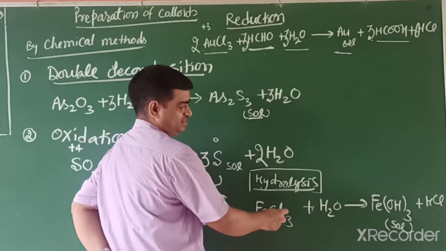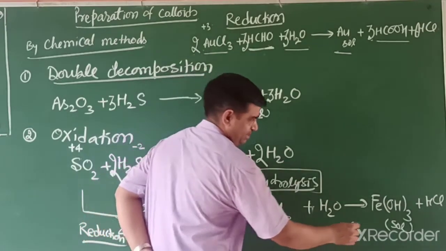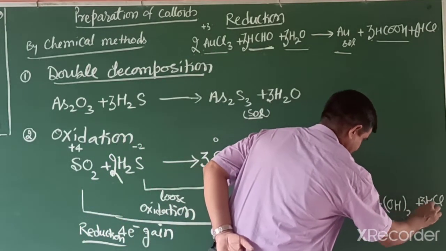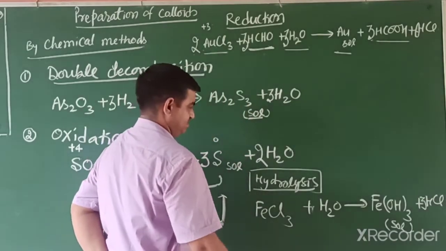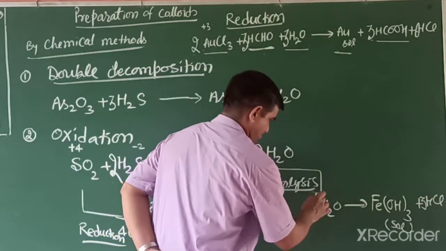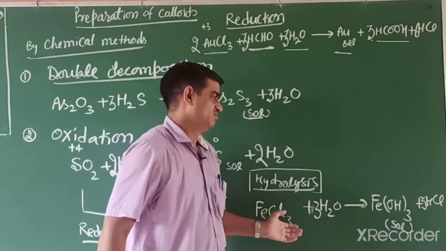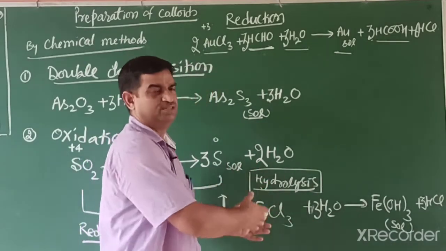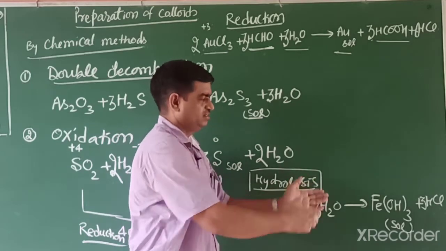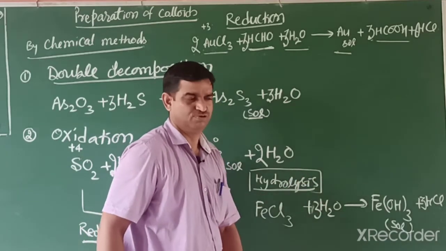Now we balance this reaction. Chlorine is 3, so we write 3HCl. And when we write 3HCl, then 3H2O. So students, this is a simple reaction, only hydrolysis. When we dissolve ferric chloride, it converts into ferric hydroxide sol.